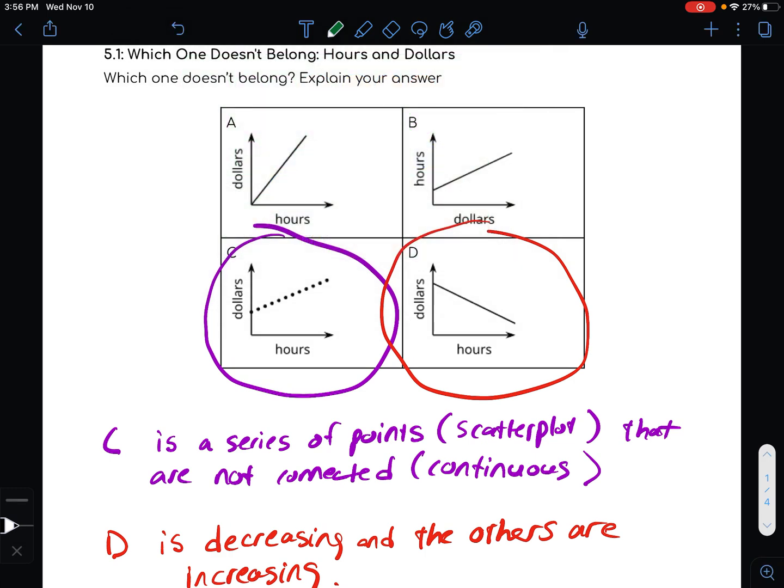Or maybe we look at our graphs and we say, you know what, I don't think B belongs because the other ones are all graphing hours and dollars. So maybe they're a job situation where the more hours you work, the more money you make. And this one, maybe it's related to someone coming over to your house and fixing something, so the more hours they work, the less money you have, or something like that. But in any case, the one up here has the two variables flip-flopped. So dollars is on the x-axis and hours is on the y-axis.